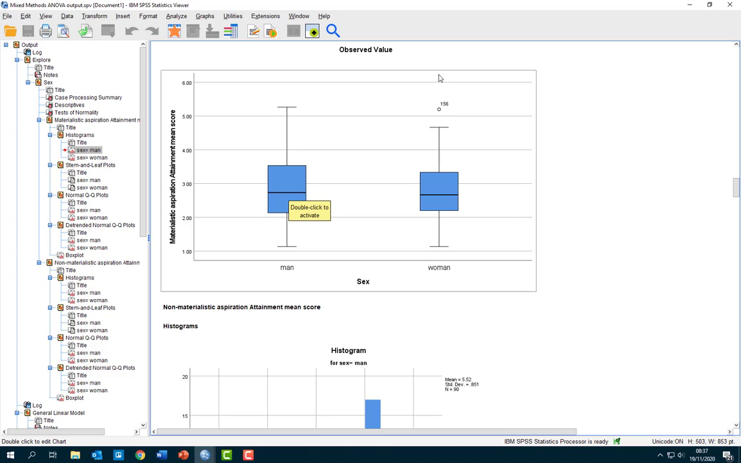The issue would be if you've got an asterisk, then that would be a really extreme score. I think it's something like 3 times the interquartile range, so it's really quite different. And you'd probably want to explore that further. Check what the score is in the row that's been identified. See if it's perhaps a data entry issue.